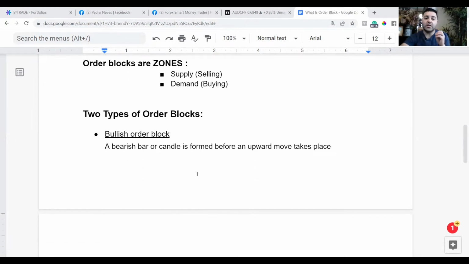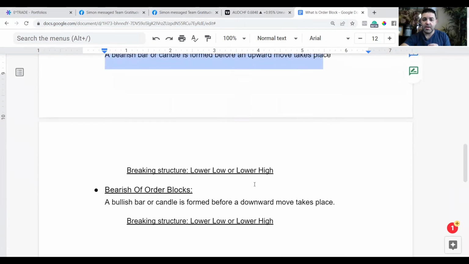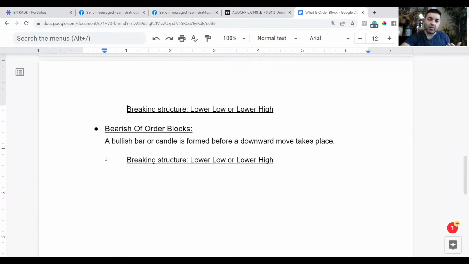So there are two types of Autoblocks. There's a bullish Autoblock, and I'll show you exactly in a chart where to find this, so stick with me until the end. A bullish Autoblock is a bearish candle formed before the up move that takes place in the market. Basically, it breaks structure and creates a lower low or a lower high. And there's a bearish Autoblock, which is the opposite: a bullish candle that is formed before the down move.